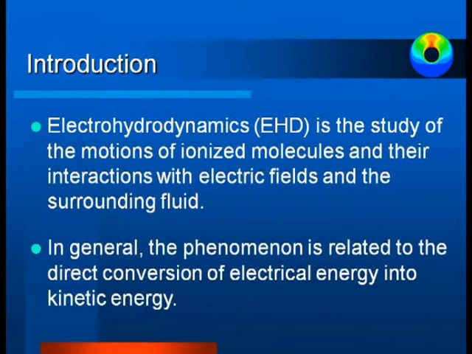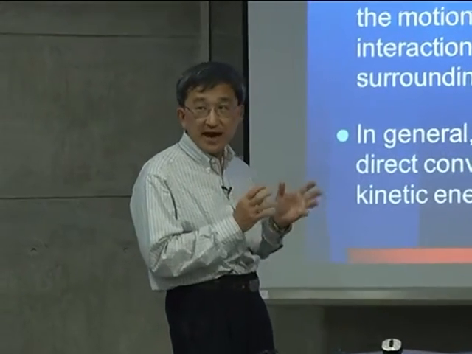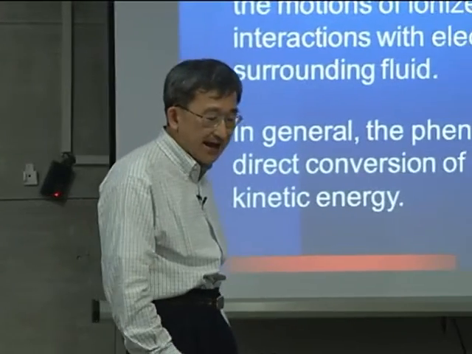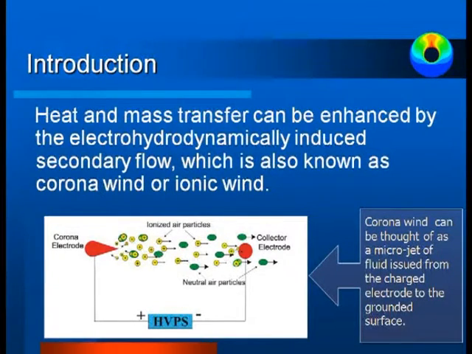In general, this phenomenon is related to the conversion of energy, because basically we use electrical energy to drive the flow field. So it's a direct energy conversion. Through EHD, we can enhance heat and mass transfer. The mechanism is the so-called secondary flow, also known as the corona wind or ionic wind. So I will explain how we generate this secondary flow.